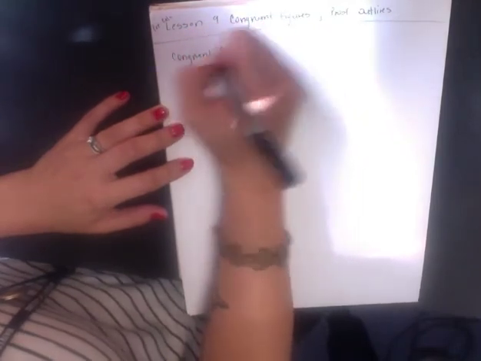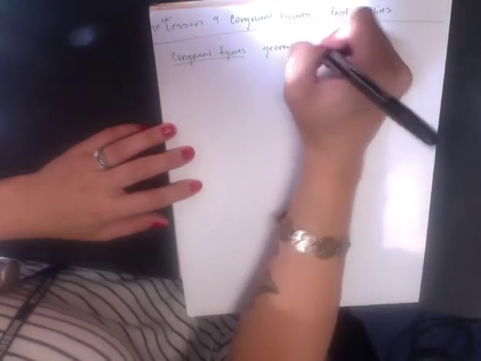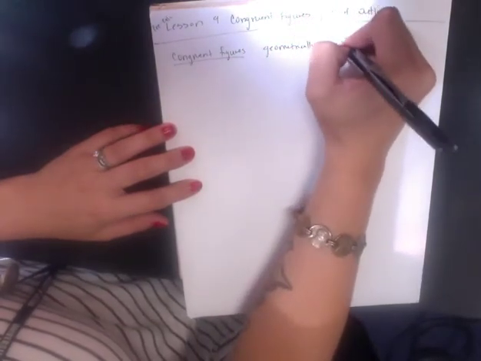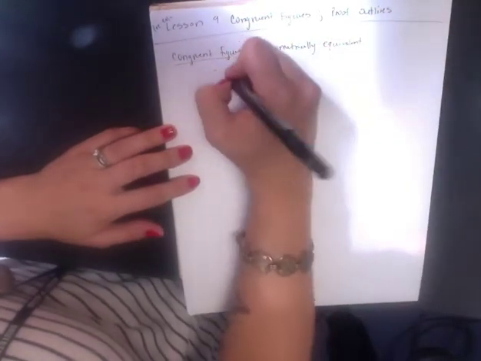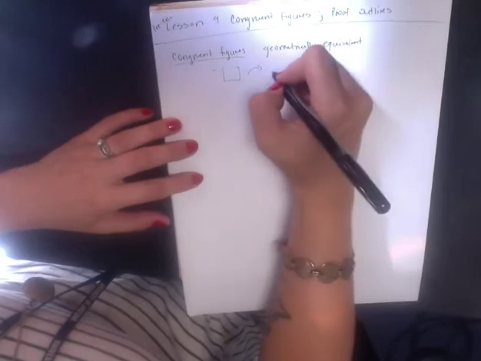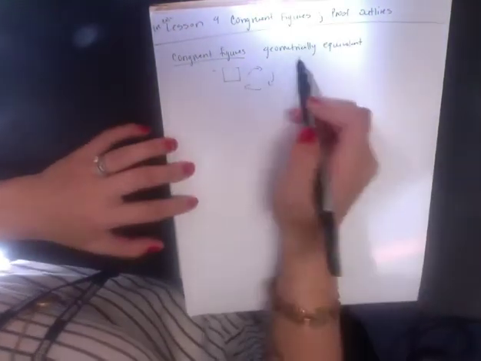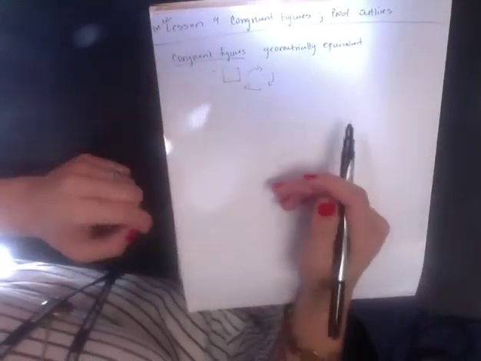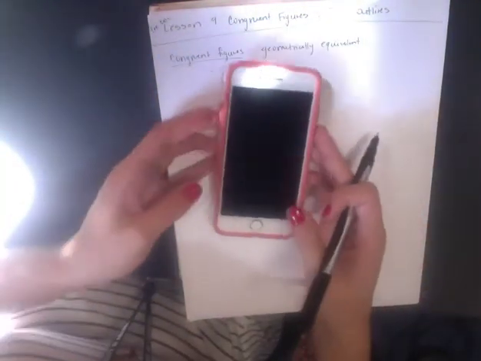Congruent figures are geometrically equivalent, okay? Which means if you took one shape, picked it up and flipped it around, it would give you the same shape. They're geometrically equivalent. They're the same thing, right? If I put an iPhone 6 on top of an iPhone 6, they would all be the same.